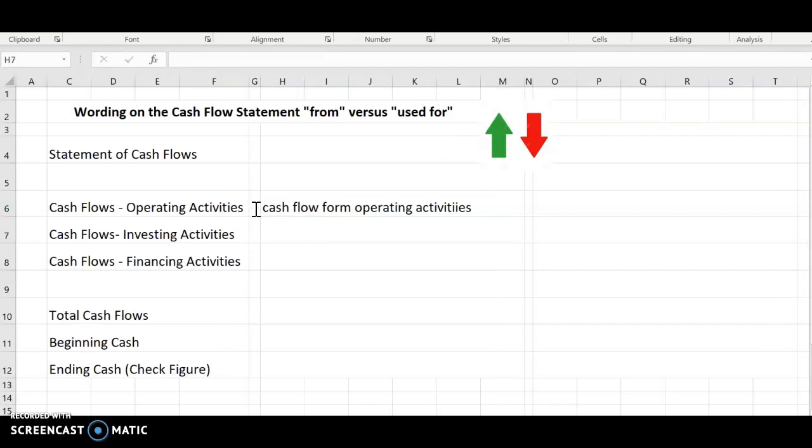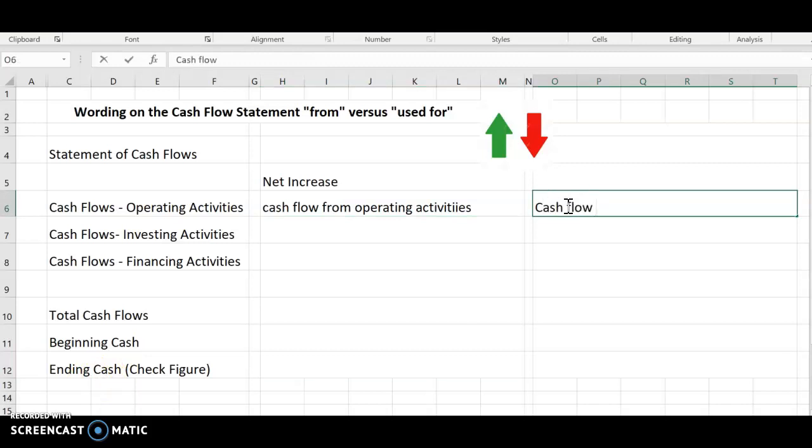so that would indicate that there was a net increase because you had more cash. What that means is you had more cash coming in than going out from operating activities. Now, if it were to have said cash flow used for operating activities, then that would indicate that we had a net decrease from our operating activities.